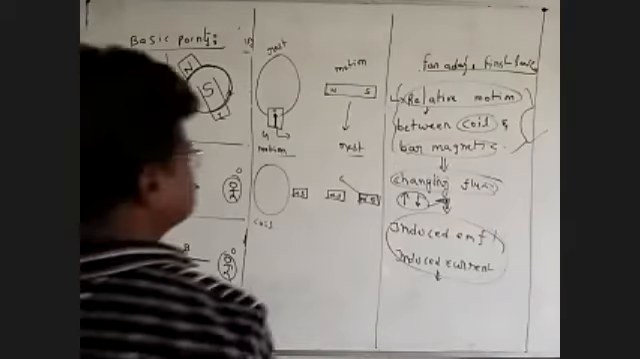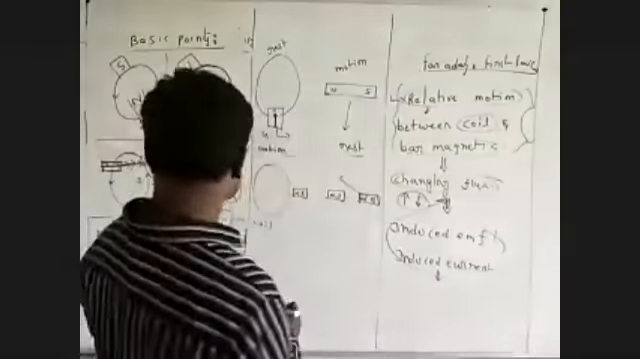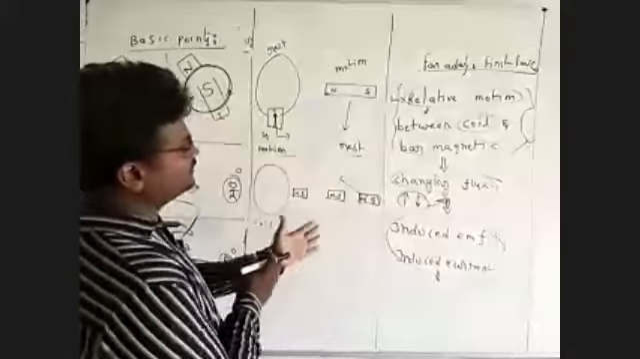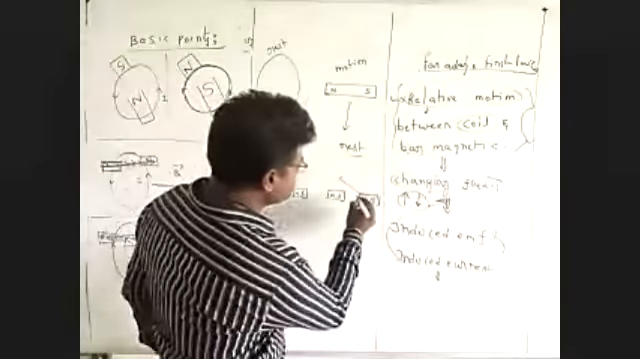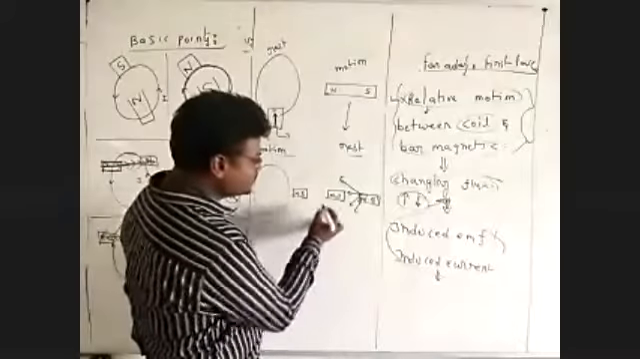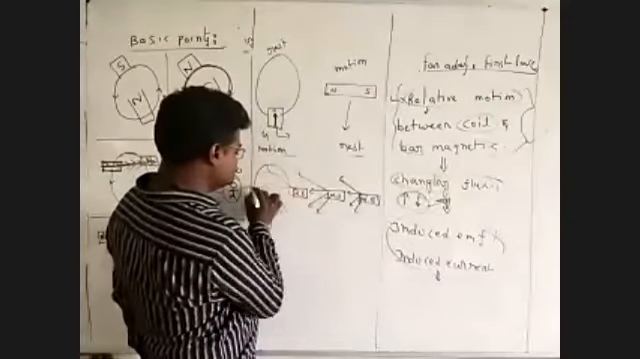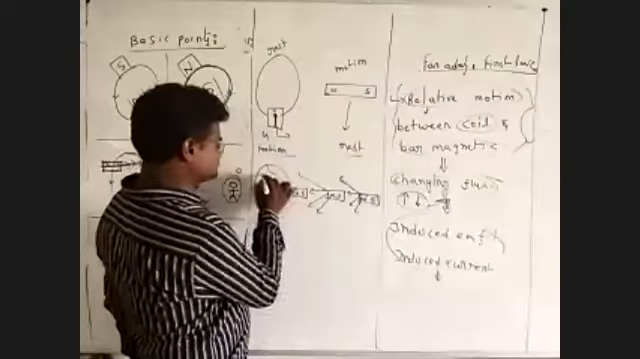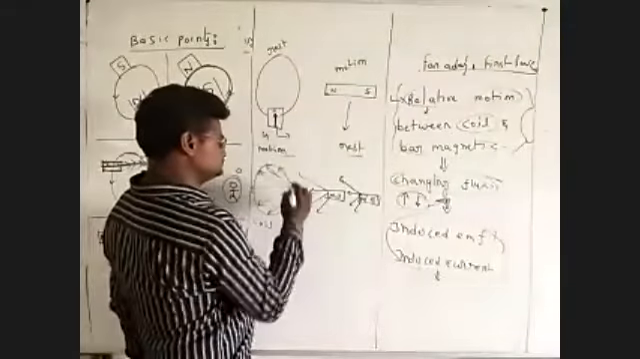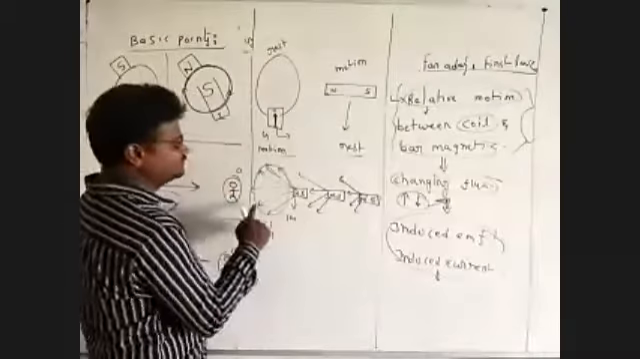Now you will see what happened in this situation. Here these are magnetic field lines, and here also there are magnetic field lines. Here many field lines are linked with the coil. At this point, 100 field lines are linked with the coil.